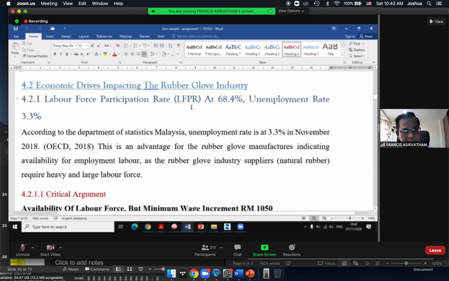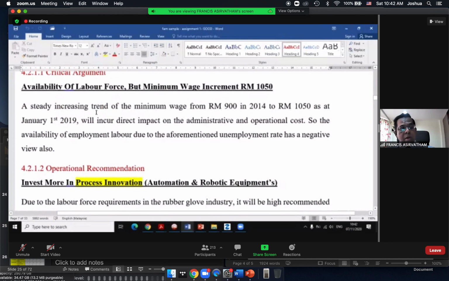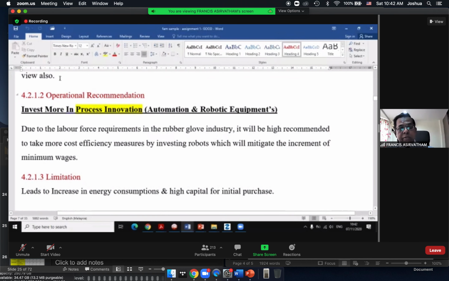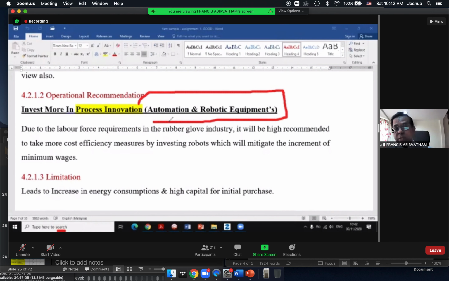Economic drivers, I've given some information. You can use that, or if you want to maneuver and add in more, it's up to the student. While talking about this, he still had an argument. He wants to put an argument: availability of labor force, but the minimum wage is increasing. The minimum wage increased to 1200, which means it is changing the operational cost of the company. So this is what he's trying to highlight. He's recommending, what is your recommendation if you want to control this cost? Automation, robotic manufacturing. And he's giving advice to the company.